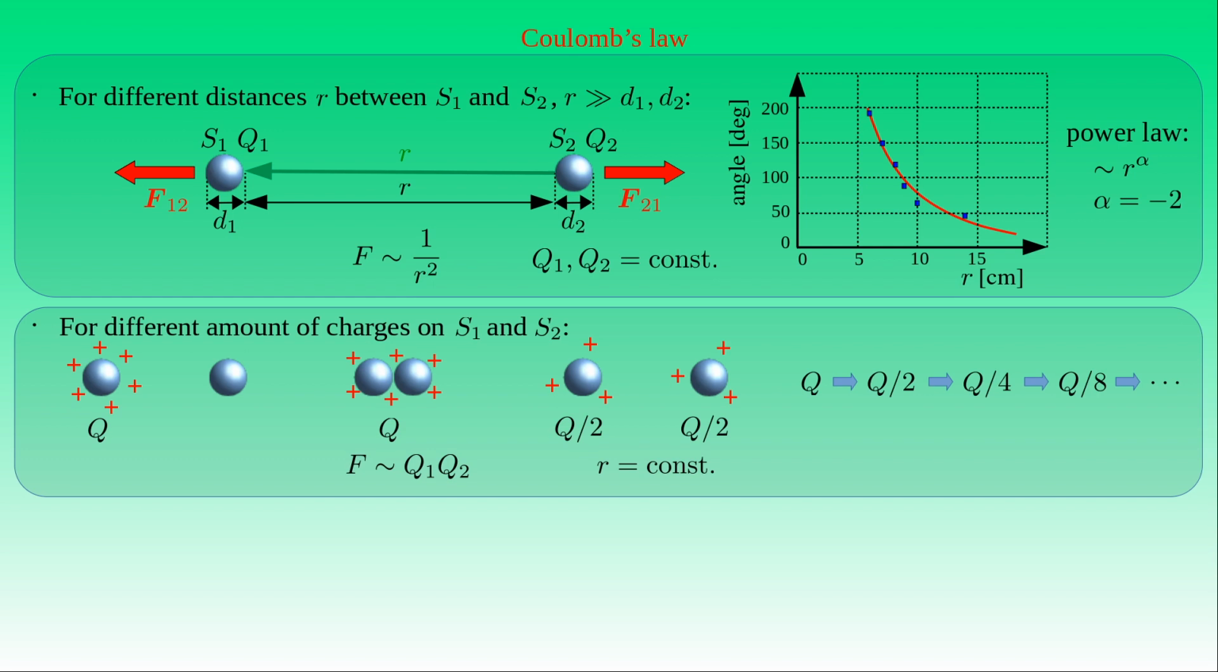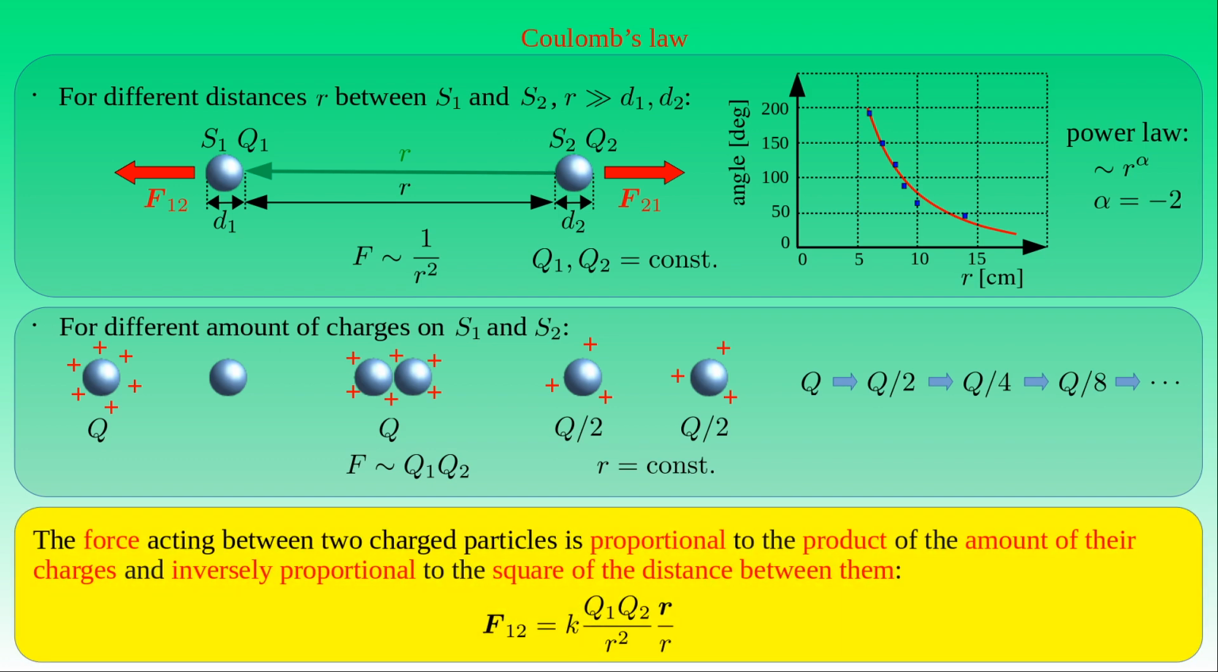Based on these results he formulated the law, which we call Coulomb's law today. This law states that the force acting between two charged particles is proportional to the product of the amount of their charges, and inversely proportional to the square of the distance between them. In the formula we see that the force exerted on the point charge Q1 by the point charge Q2 is equal to Q1 times Q2 over the square of the distance r, and it acts in the direction of the vector r pointing from the point charge Q2 to the point charge Q1 for like charges, and acts in the opposite direction for opposite charges.